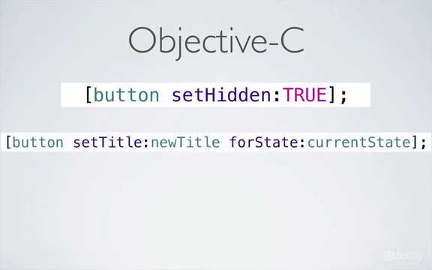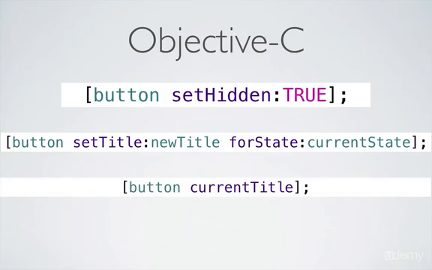Here's one where we set the title for a button state. And some methods don't take any arguments, like button current title. Also notice the convention of the upper and lowercase letters. In general, objects and methods start with lowercase letters and classes start with uppercase letters. The word true here isn't actually a class or an object, but sort of a special case, since it's a unique option that can only be true or false.